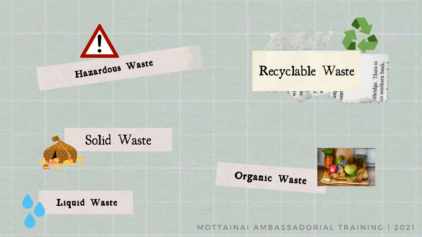Next, we have the recyclable waste. These kinds of waste can be recycled and include any type of glass, paper, plastic, and metal. Finally, we have organic waste. Organic waste is any waste material that is biodegradable and comes from either a plant or an animal. Some examples include green waste, food soiled paper, crop residues, paper waste, and biodegradable plastics.